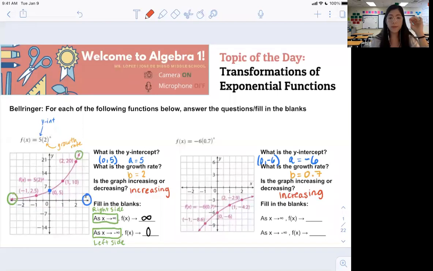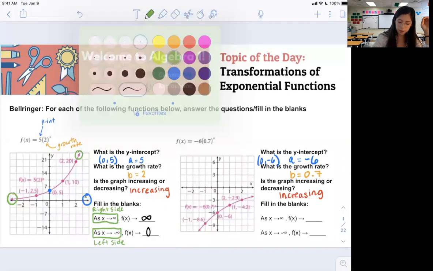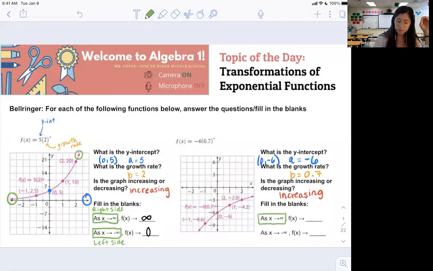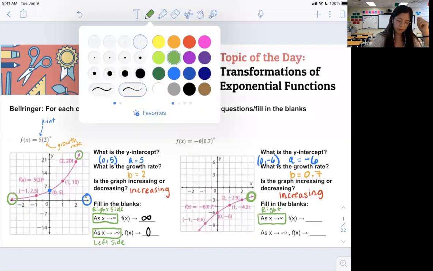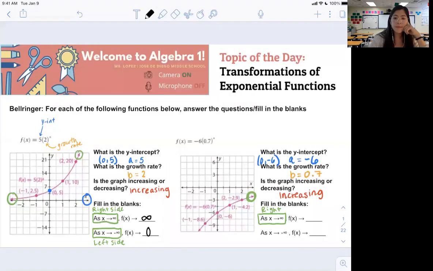And now let's practice filling in these blanks. So as x approaches positive infinity, where am I looking here? To the right. So I'm going to circle this right here. On the right side of the graph, where is the function going? Up, down, or to 0? To 0, because it's trying to get closer to the line. Good. It's getting closer and closer to the x-axis, but it's never going to touch it. So f of x is approaching 0.